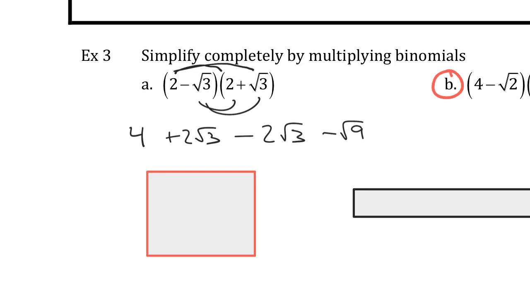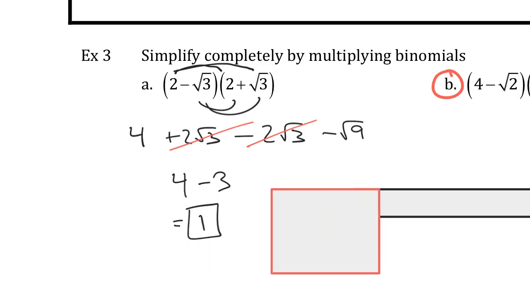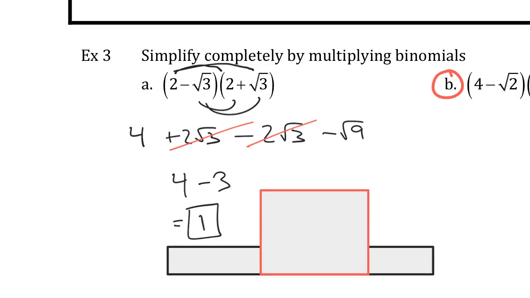The middle terms cancel out. Check it out. And we also have that root 9 is just 3. So we get 4 minus 3, which is just 1. Let's try B.